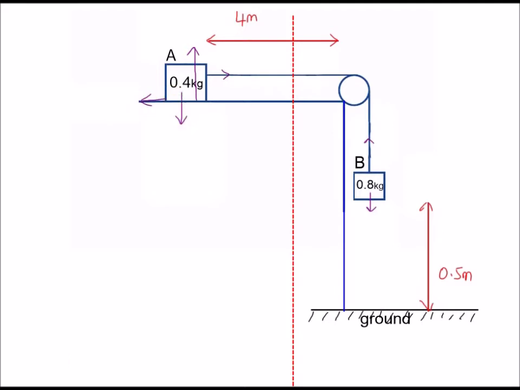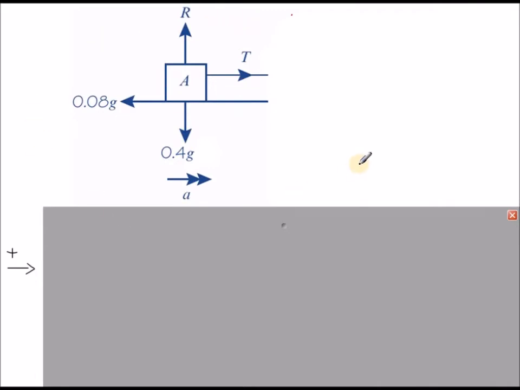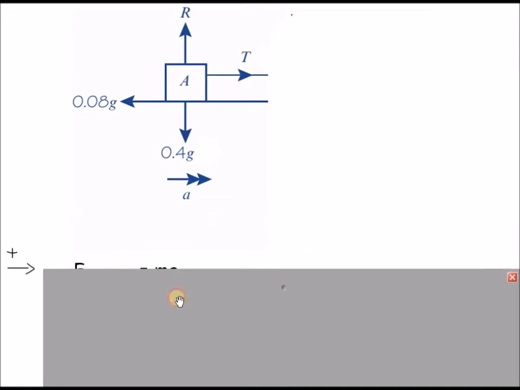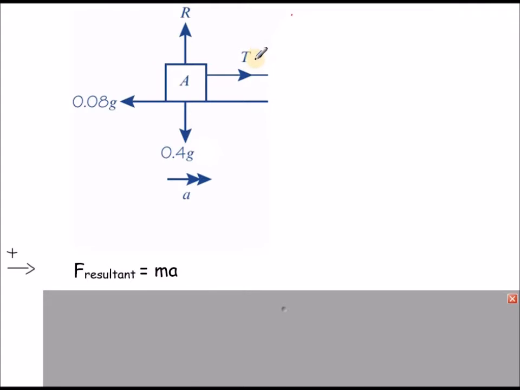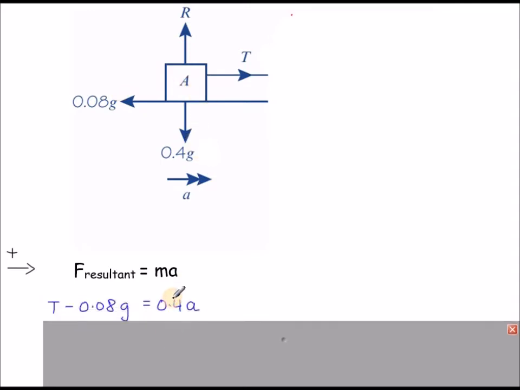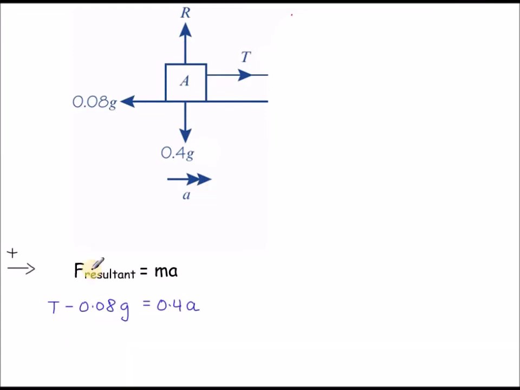So let's start by looking at block A. This is the information that's already given in this problem. We're looking at forces in the horizontal direction, and I'm taking this direction as positive. There is acceleration present horizontally, so Newton's second law, F equals ma. The resultant force will be T minus 0.08 g equals the mass 0.4 kilograms times the acceleration. This left hand side is the resultant force when we're resolving forces horizontally.